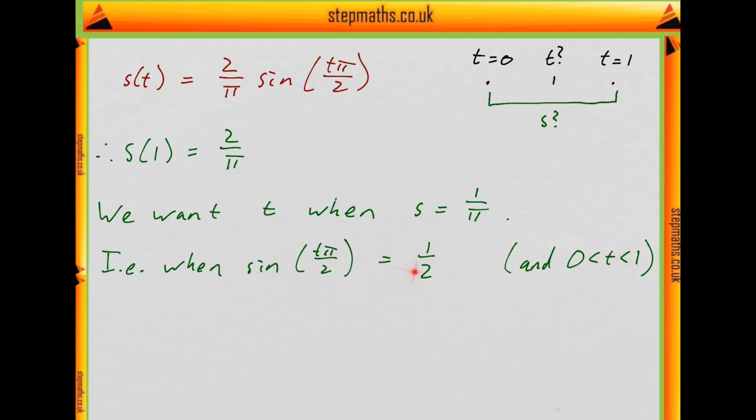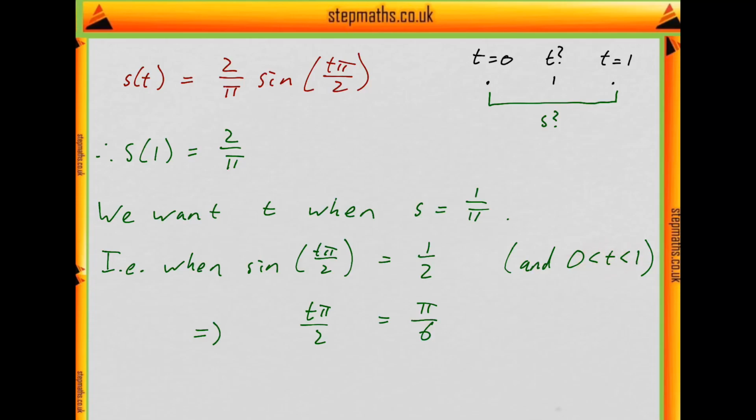Well, when is sine a half? They actually give you a hint in the paper, but it's a hint you should know anyway. Sine is a half when the value inside is pi by 6, so sine of pi by 6 is a half. And that means we want t pi by 2 to be pi by 6. Okay, there are other values that work, like 5 pi by 6 and so on, but it's pretty clear we want the smallest positive value so that we end up in this range.